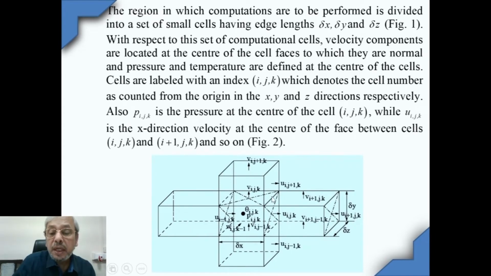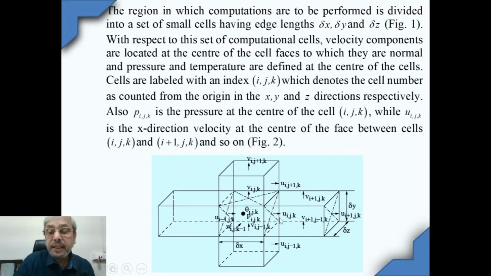Now on this line, at the center of this line, if we want to find out V, or if we want to identify the V value here, then that V value will basically be Vijk plus Vi plus 1 Jk divided by 2. These two will be interpolated at this point.